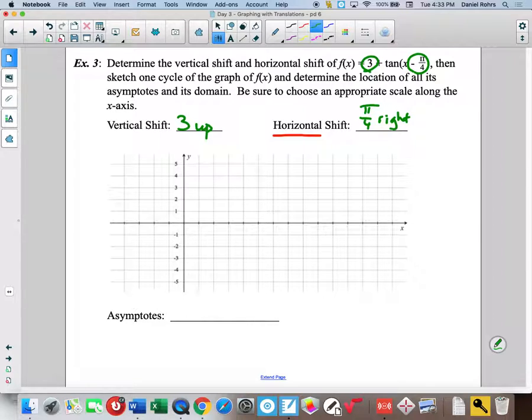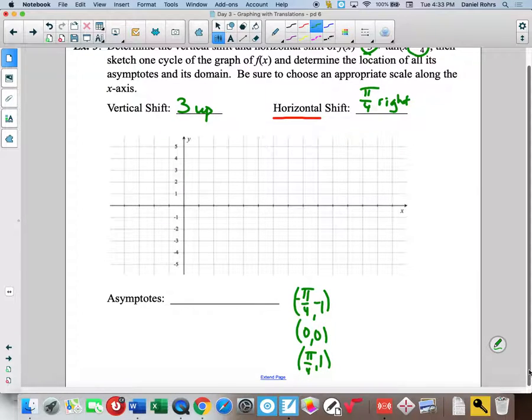So what I always use are these points: the point negative pi over 4, negative 1, the point 0, 0, and the point pi over 4, 1. And I say, okay, if I move everything pi over 4 right and up 3, where would these points be located? If I move pi over 4 to the right, I'm adding pi over 4 to all of the x coordinates. So this would be a 0, this would be a pi over 4, and this one would be at pi over 2, because 1/4 plus 1/4 is 1/2.